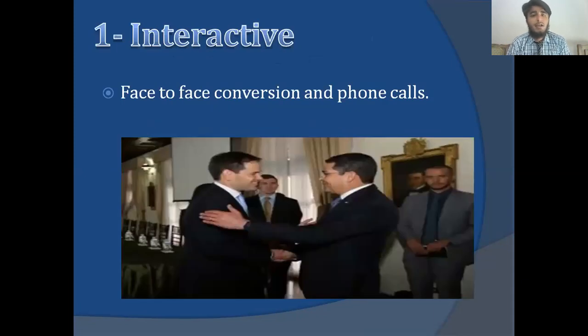The first type is interactive. Interactive means interaction from two sides: face-to-face conversation and phone calls. In face-to-face conversation and phone calls, we can stop and ask questions and give answers. It means there is full interaction between the two sides.